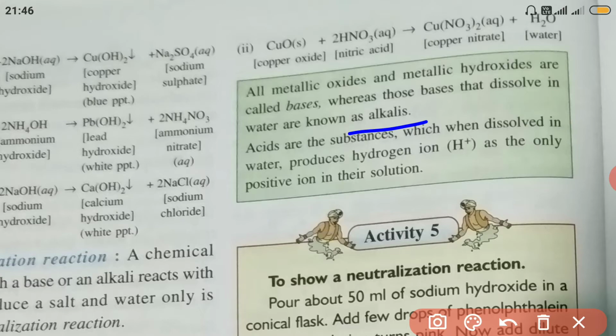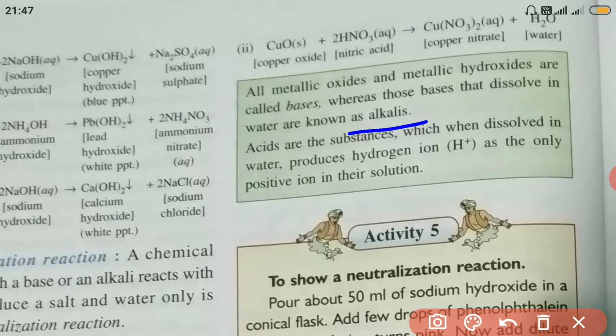Acids are substances which, when dissolved in water, produce hydrogen ions. I hope you know what a hydrogen ion is. It is a radical. I think we have done radicals in our class. Radicals are a group of atoms which contains charge, or a single atom which contains charge. If you put acid in water, it can give only one positive ion, that is H plus ions. It cannot give any other positive ions.